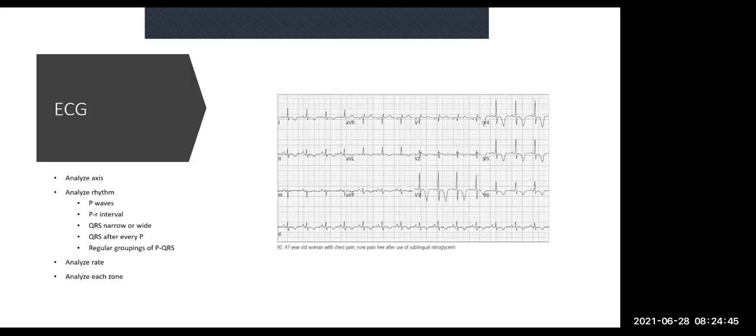So this is our ECG, right? As usual, just to go through the steps: we analyze axis, analyze rhythm, P waves, PR interval, QRS, QRS after every P, regular groupings, analyze rate, analyze each zone, right? So this is the one that we are looking at, okay? Let's go to the actual ECG and work it out, right?